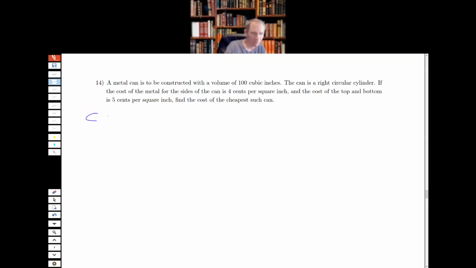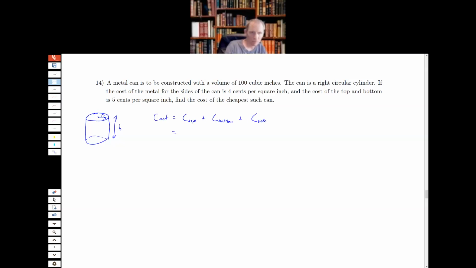Okay, so for my diagram, I've got a cylindrical can, some radius r, some height h, and what I want to do is build a function for cost. So I have cost of the top plus cost of the bottom plus the cost of the side.